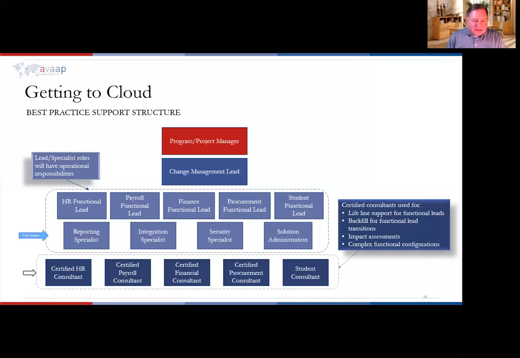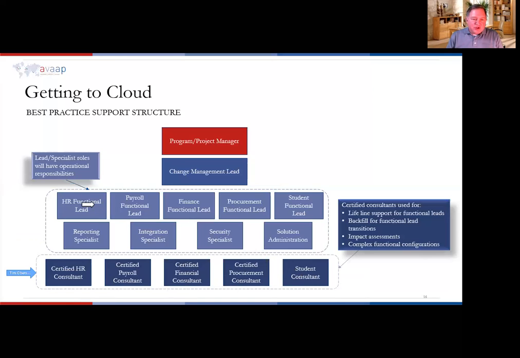And then the last line you see on this is these certified consultants in the dark blue. These are folks that maybe were part of your implementation. There's something typically called AMS support post go live, where you're live on the system. You may have a vendor that you have application management support from.